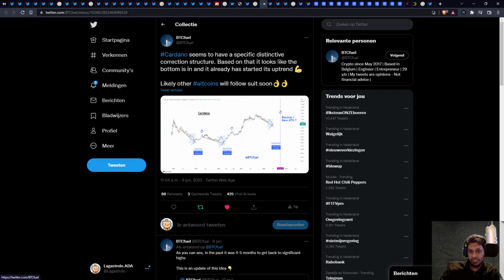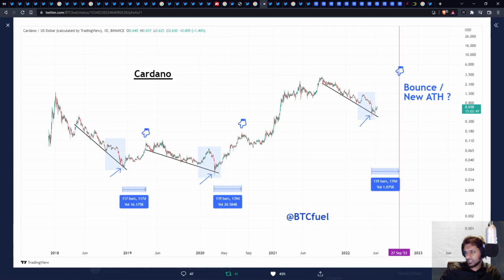Cardano seems to have a distinctive correction structure, and it looks like the bottom is in and it has already started its uptrend. Likely other altcoins will follow suit soon. This is something that I want to point out as well. Keep an eye on the altcoins, because some of the altcoins are indicating what the next move is going to be for Bitcoin and other altcoins. So keep an eye on that as well.